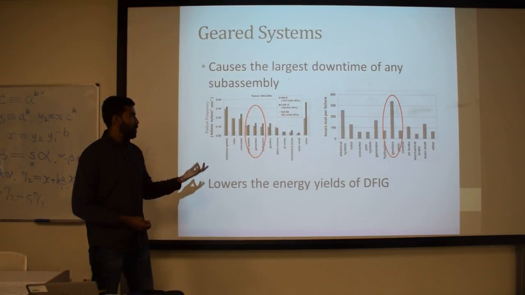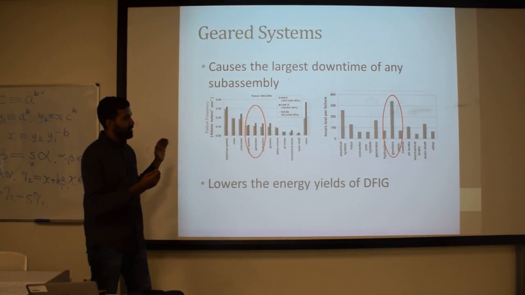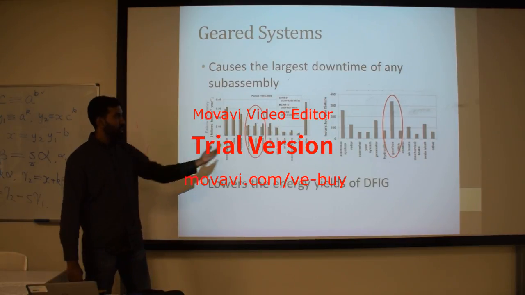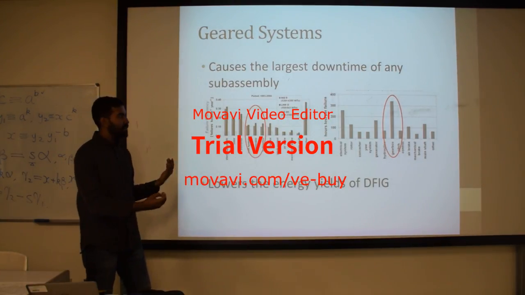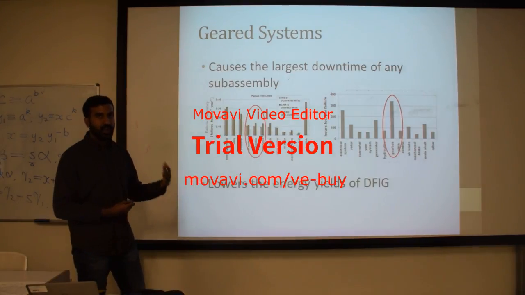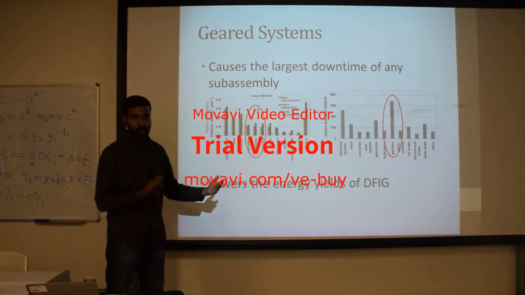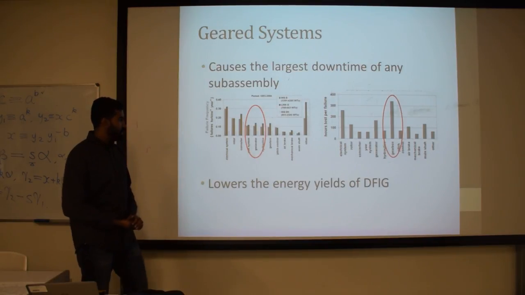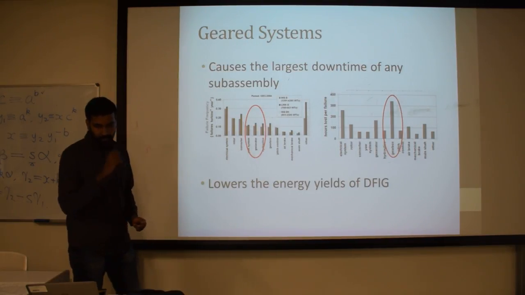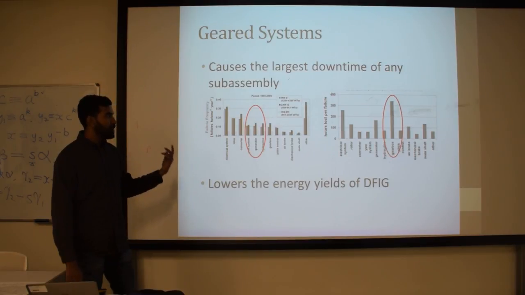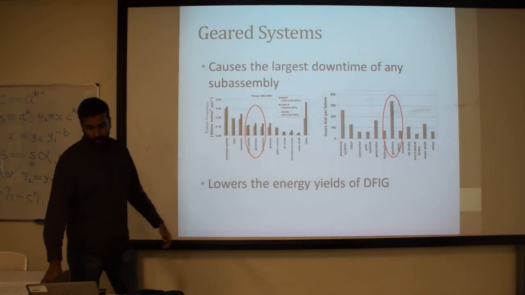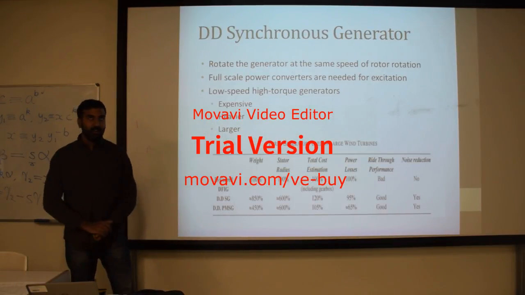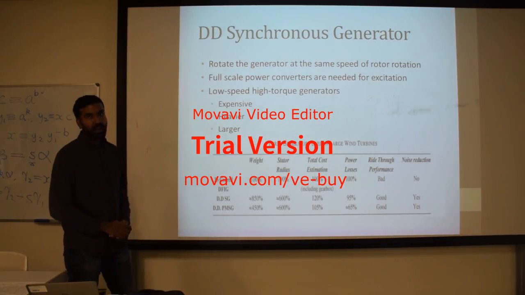And this becomes a problem because when you aggregate the failure frequency and the hours lost per failure, the gearbox becomes the subsystem that contributes to the downtime the most. And because of this, we need to look at technology that does not use the gearbox, and therefore we come to direct-driven systems.